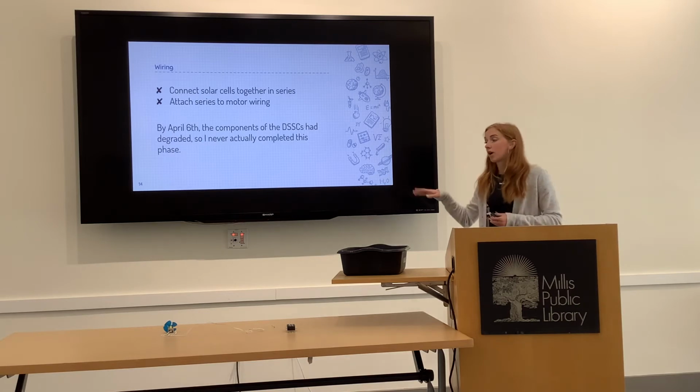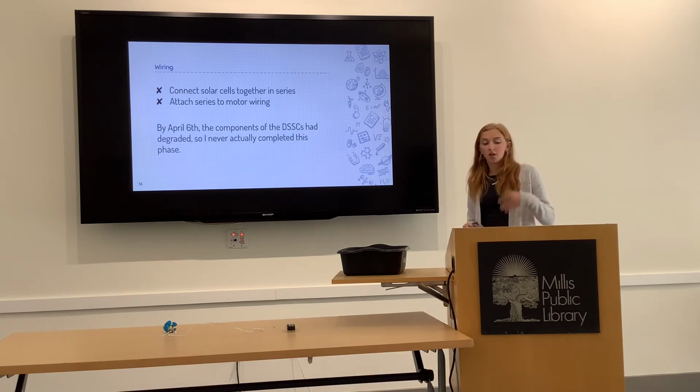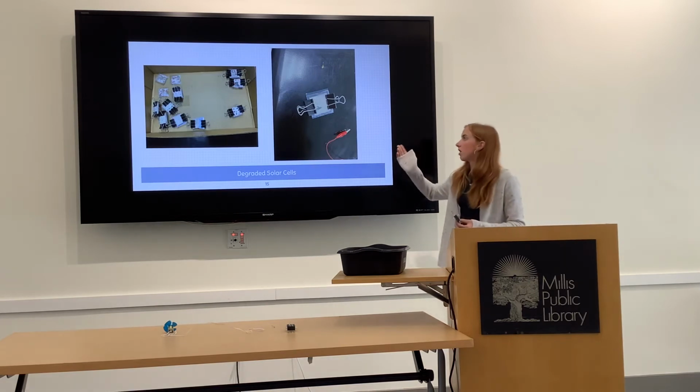But when I went back to work, my next work opportunity was the half day on April 6th, but by that time, the components of my solar cells had degraded, and so they weren't able to generate power, so I wasn't actually able to complete this phase, but I did have the procedure all written out of what I was going to do. So here are some pictures of the degraded solar cells.